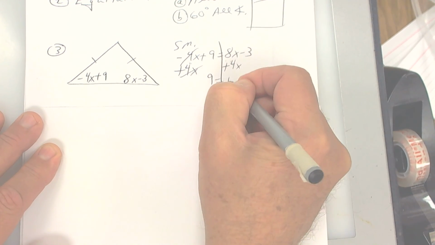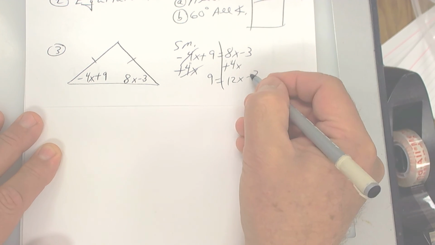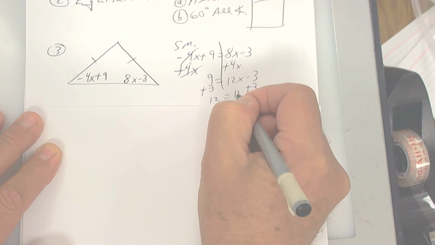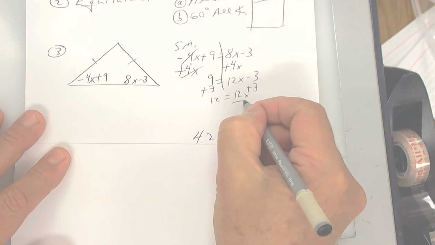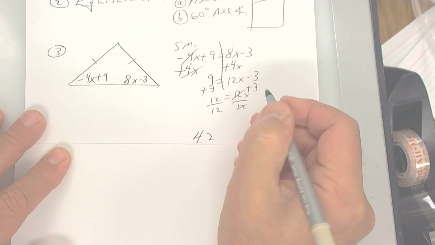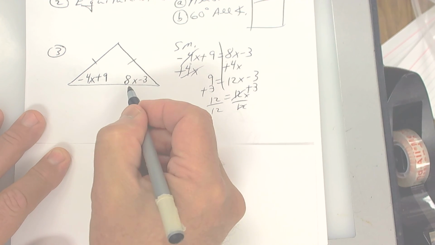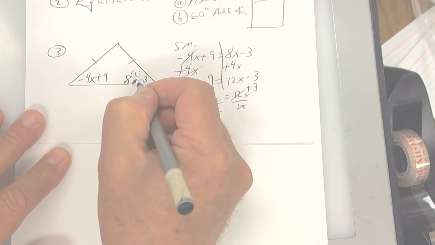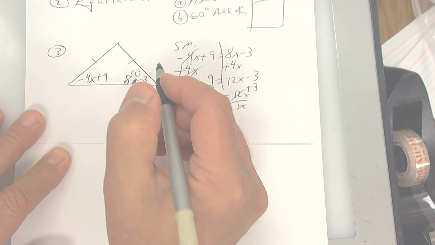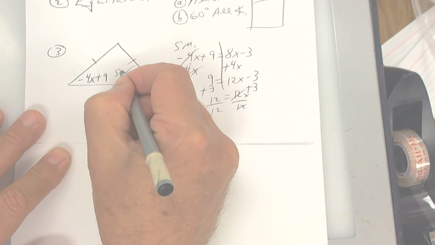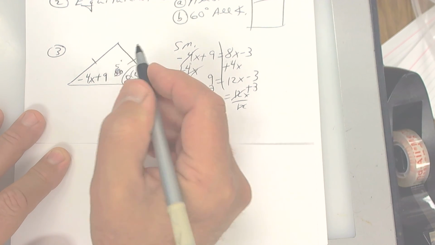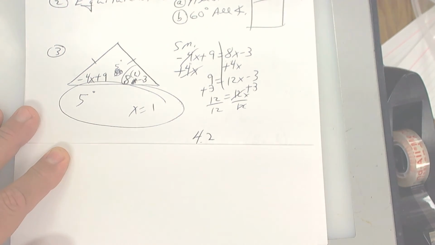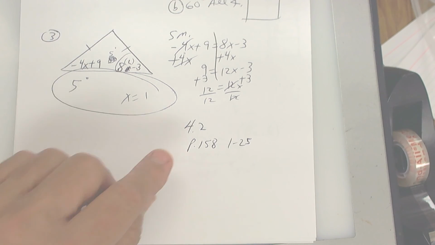So you're going to get 9 is equal to 12x minus 3. So now you're going to add 3 to both sides and get 12 is equal to 12x. And then divide by 12 and you get x equals 1. So x equals 1, and now you can plug it in here. 8 times 1 is 8. Scratch out the x. 8 minus 3 is 5. So this one is 5 degrees. And this one is 5 degrees. Okay? So give me all the answers. X and the angle.